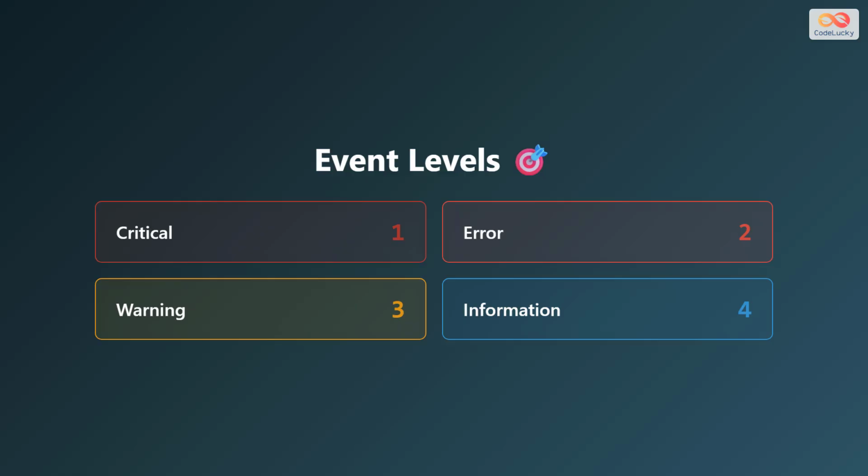Windows categorizes events by severity using numeric levels. Level 1 represents critical events, which indicate serious problems that require immediate attention, such as data loss or system crashes. Level 2 represents error events, which are problems that have occurred but may not be critical. Level 3 represents warning events, which are potential issues that might lead to problems if not addressed. Level 4 represents information events, which are routine operational messages that confirm normal system behavior. When filtering events, you'll use these numeric values to specify which severity levels you want to retrieve.